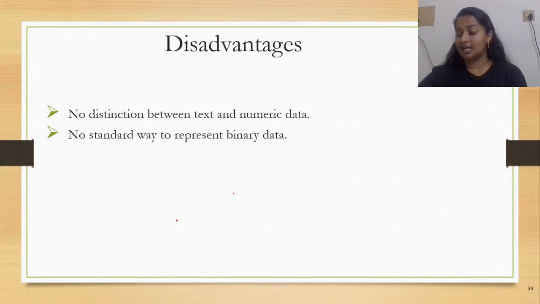Why? As I told you, things are saved in the format of text files. So how are things stored in a text file? Everything by default is in the format of strings. So there is no specific data type. There is no way in which you treat numbers differently and strings or characters differently.